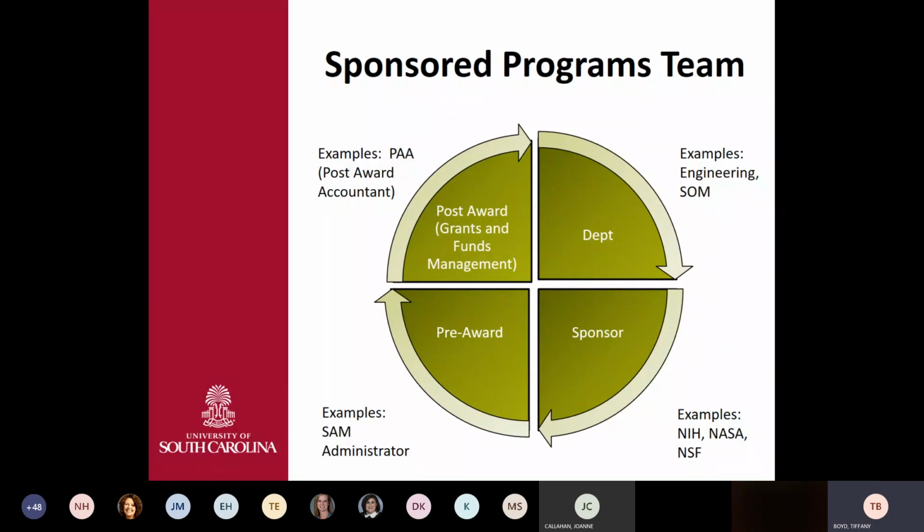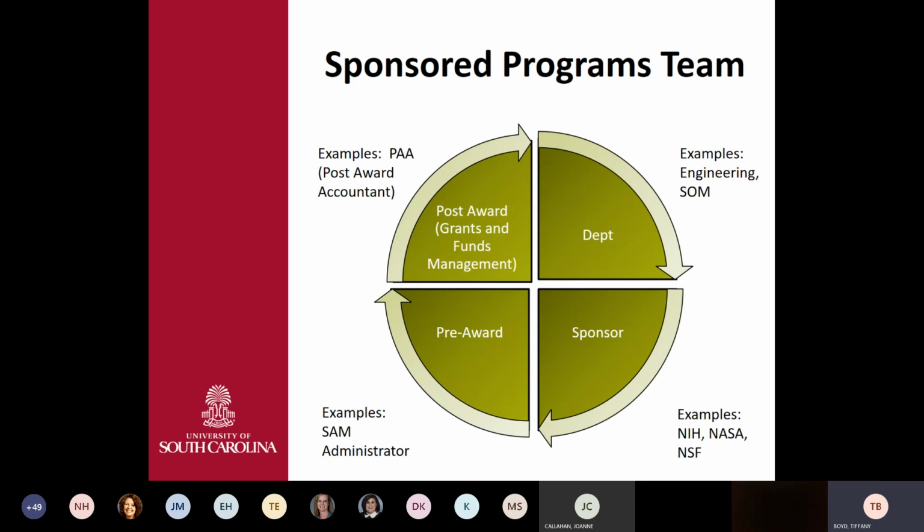I just want to thank you guys. Thank you, Joanne, for the introduction, and thank everyone for joining us today. I just want to start out by mentioning that it is a team effort, and that the course, again, was designed just to give you a refresher if you're new to grants funds management or post-award function of dealing with grants.